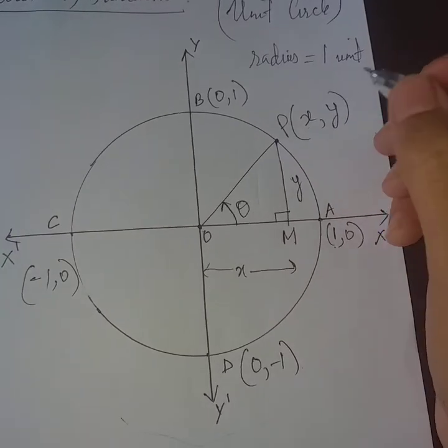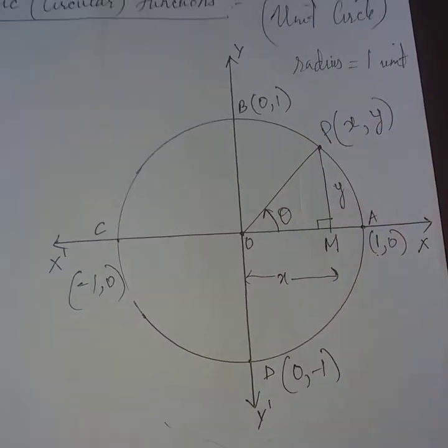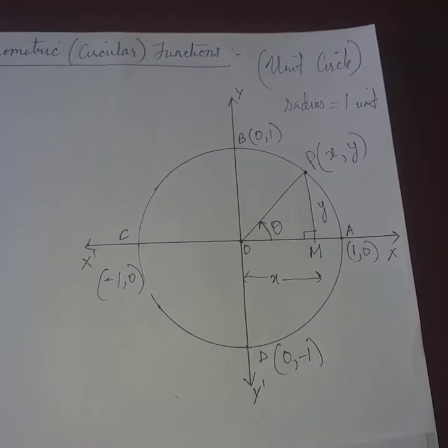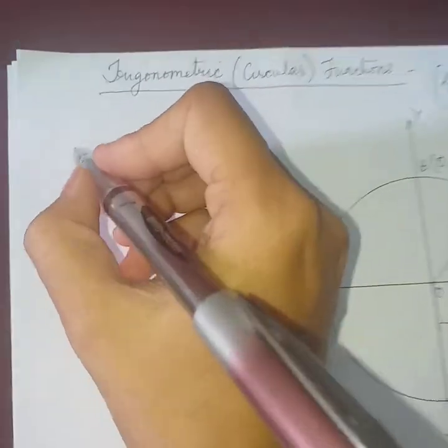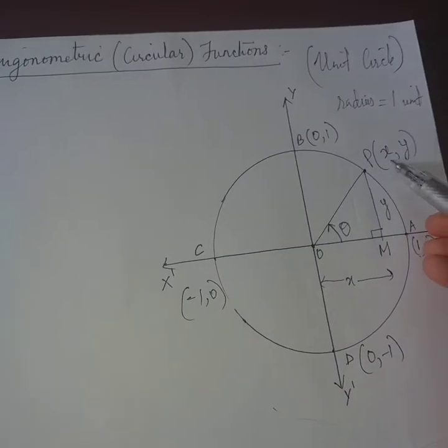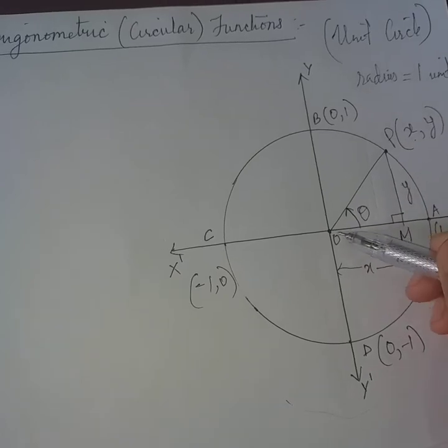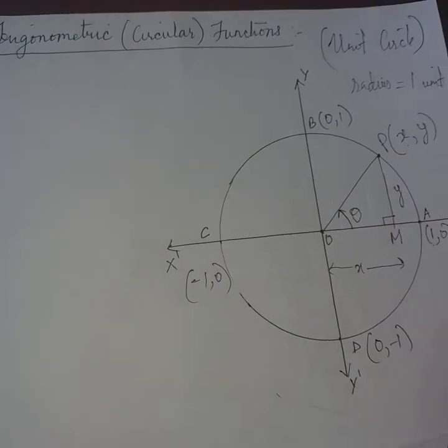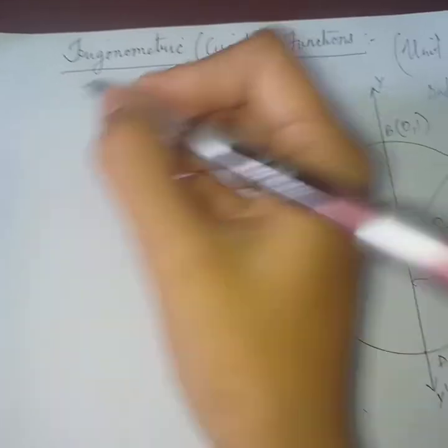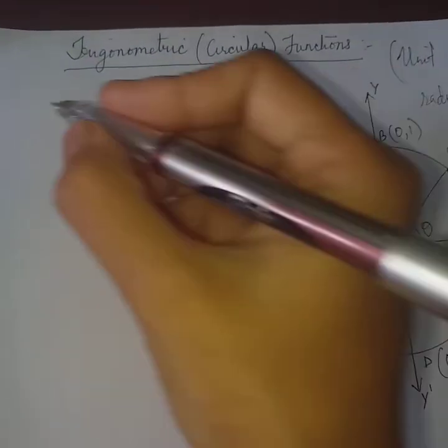So we have made assumptions. Now let us find the value of x and y. In this triangle OMP, which is a right angle triangle, let us find the relation and the value of x.